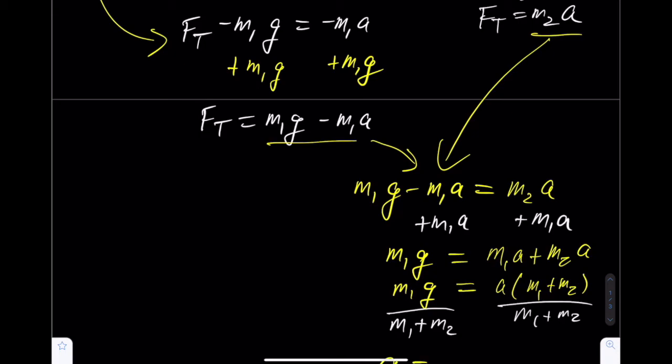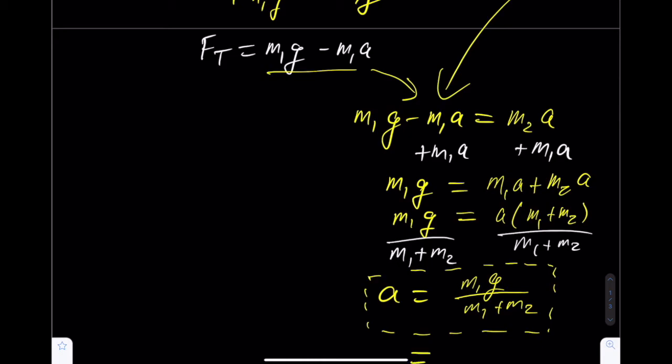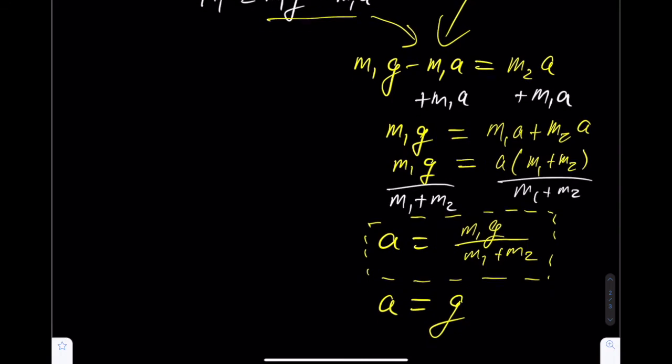And that gives me that the acceleration is equal to m1g divided by m1 plus m2. Okay, so that's a general expression. That would be true for any combination of masses. But if I want to get the number based on the numbers that were given, the acceleration is, well, I'm going to have, let me put the g out in front.